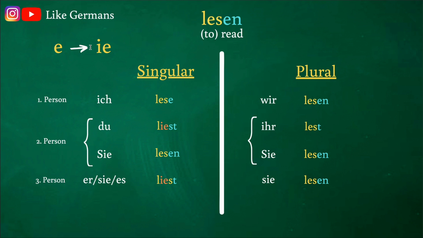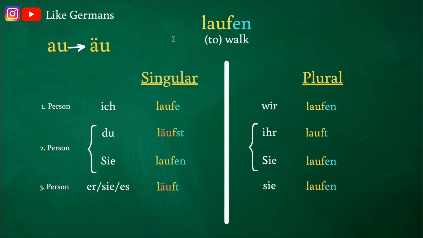Now, lesen, to read. The e turns into ie. Ich lese. Du liest. Er, sie, es liest. Wir lesen. Ihr lest. Sie lesen.